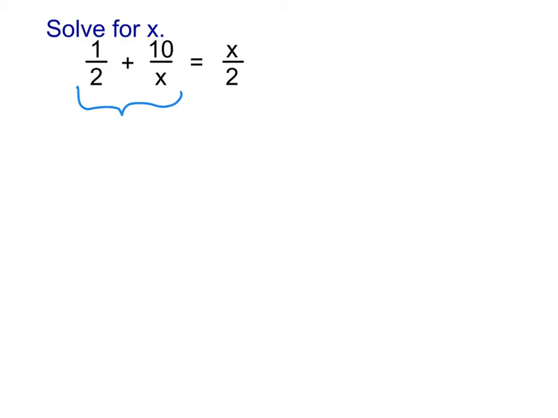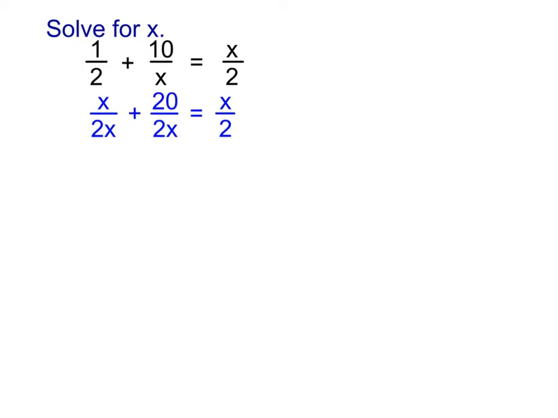Right now my denominators are 2 and x. Well, the only way I'm going to get a good common denominator out of that then is by multiplying them by each other. So I'm going to make 2x my new common denominator. And remember, in order to get there, if I have to multiply the 2 by x, I also have to multiply the top of that fraction by the same thing. And on the other fraction, if I have to multiply the x by 2 on the bottom, I also have to multiply the 10 by the 2 on the top. Remember, whatever you multiply the bottom by, multiply the top by the same thing.